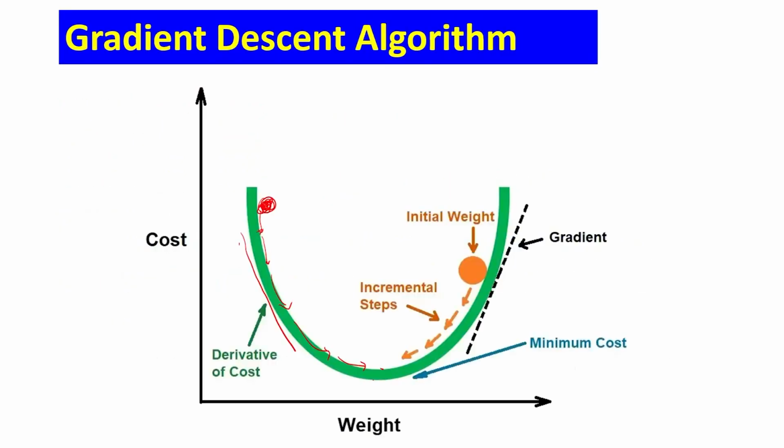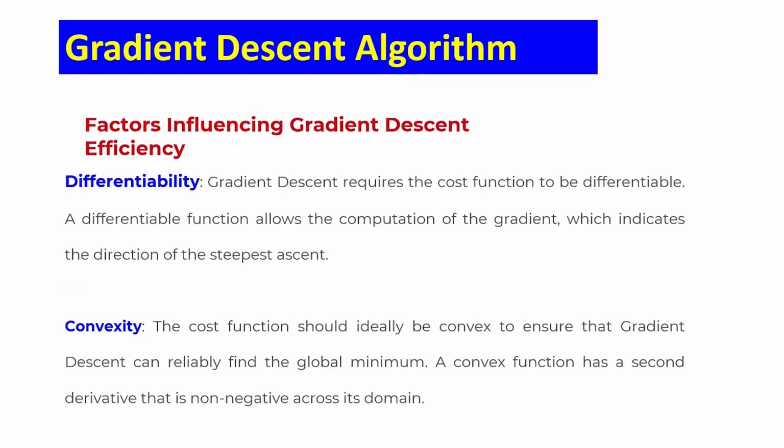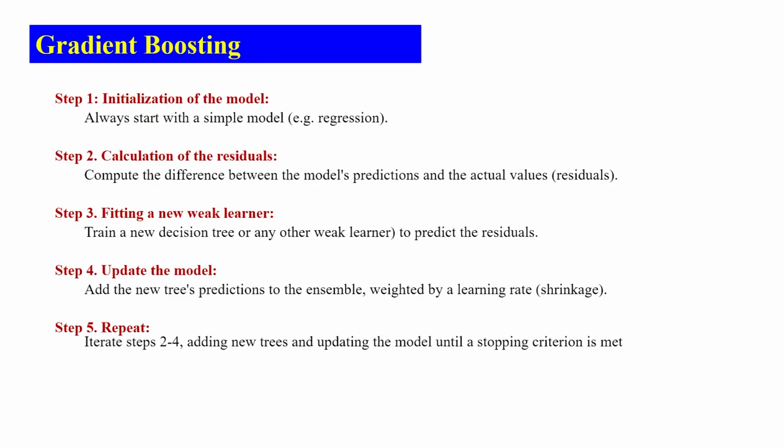The picture I showed you just now has to be convex, so that gradient descent can find the bottom of this curve, right. That is the idea. So descent can reliably find the global minimum very easily. What is convex? The second derivative is non-negative across its domain, right. That is what a convex function is.